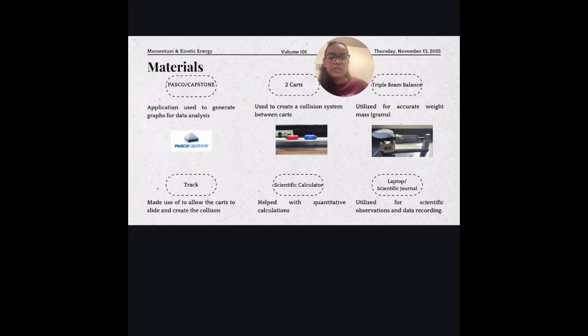The materials that were used for this lab were the Pasco Capstone application software, which was used to generate graphs for data analysis. Two carts were used to create a collision system. A triple beam balance was used to measure the accurate weight in grams. A track was used to allow the carts to slide and create the collision. A scientific calculator helped with quantitative calculations, and a laptop and scientific journal were used for observations and data recording.